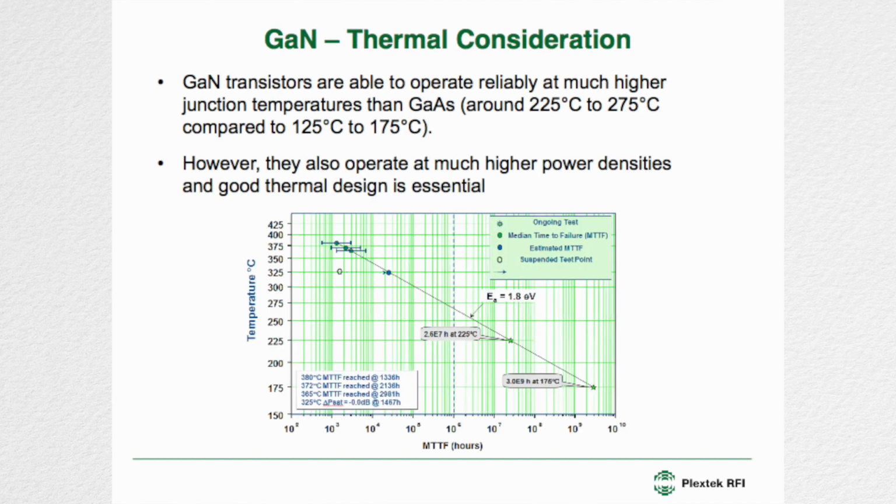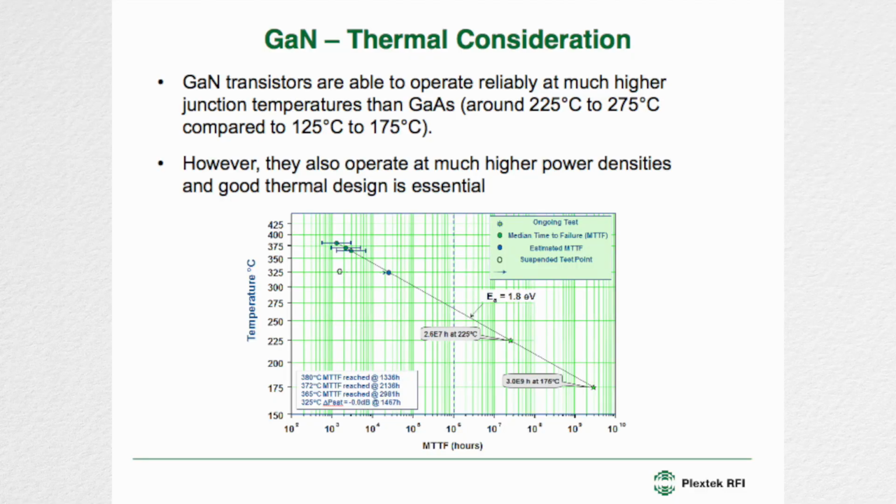So, thermal considerations. GaN transistors can operate reliably with a much higher channel temperature than GaAs. For a GaAs transistor, you're looking at 125 to 175, depending on your appetite for lifetime. With a GaN transistor, 225 to 275 is the sort of range. However, GaN transistors also operate at a much higher power density, so good thermal design is still essential.